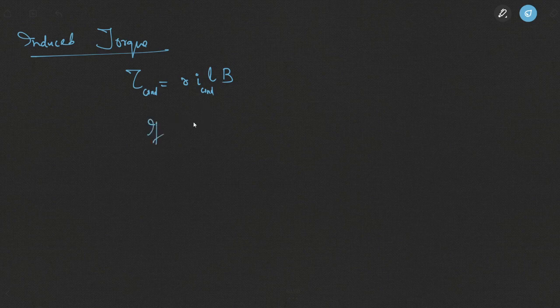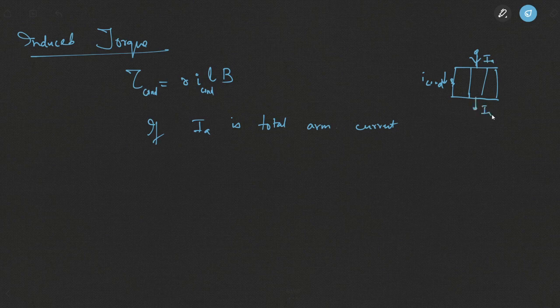Now if IA is the total armature current, I mean to say if there are A number of parallel paths, there is some conductor here in which current I conductor is flowing. That means in this whole path the current that is flowing is I conductor. So if IA is the total armature current, then what is the relationship between I conductor and IA? I conductor is equal to IA divided by A, because we know that the current will be split equally in the parallel paths.